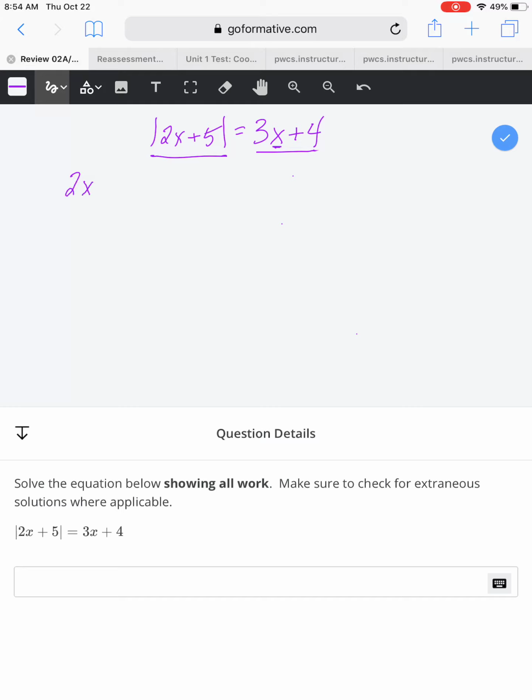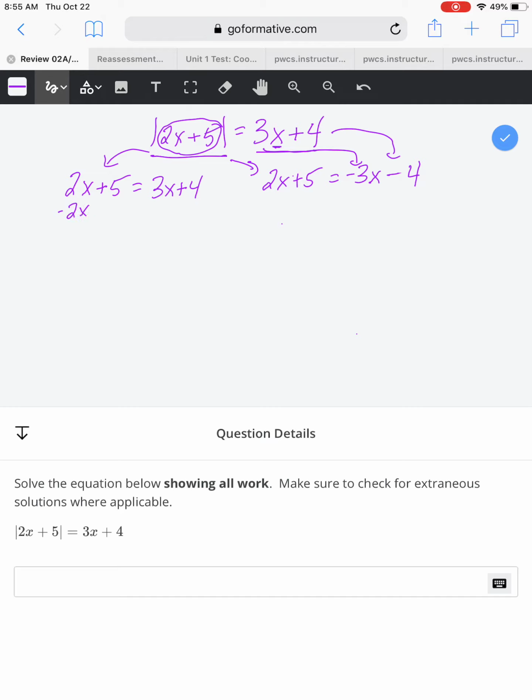So this is going to be 2x plus 5. So I take what's inside the absolute value, I keep everything the same, is equal to 3x plus 4. Okay, and I keep the other side the same. Then I do the same thing here. 2x plus 5, don't change that at all, is equal to negative 3x. So again, I make both parts opposite. Negative 3x instead of plus 4 is going to be minus 4. And I go through and solve like normal.